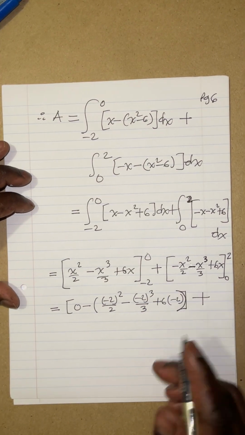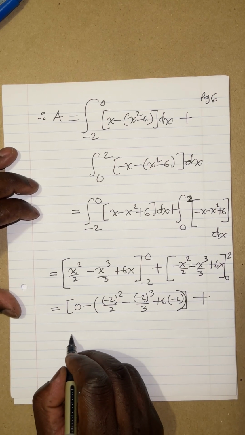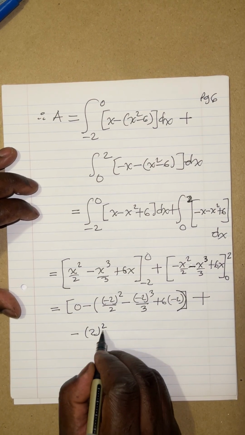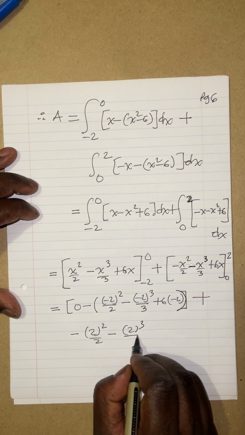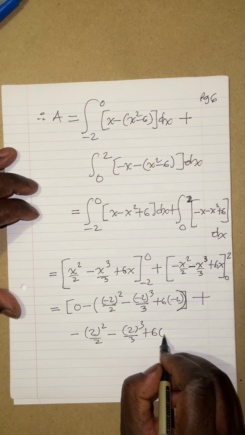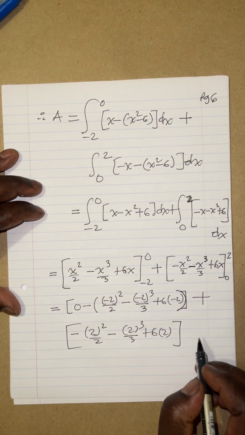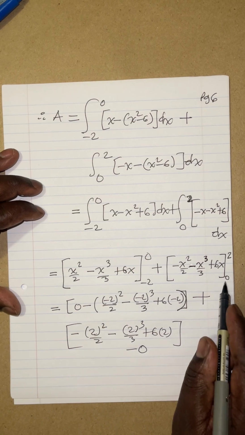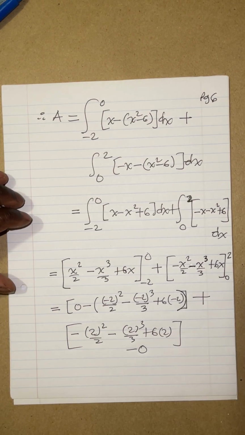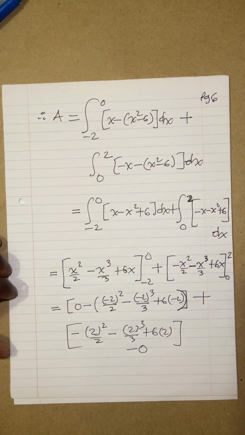Now this part here, substituting 2, we have minus 2 squared over 2, and then minus 2 cubed over 3, plus 6 times 2. And if you like, I can put this in brackets also. Minus 0, because if you punch 0 there, the whole thing collapses. Here, if you punch 0, the whole thing collapses like we started there.